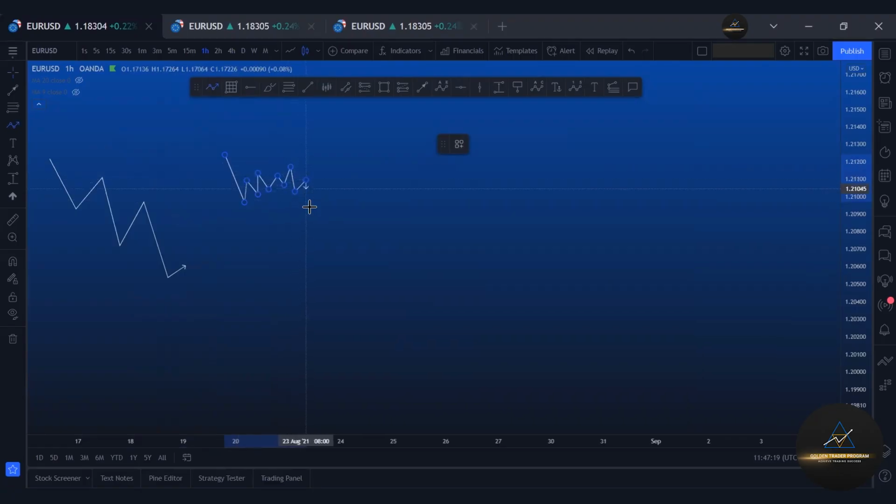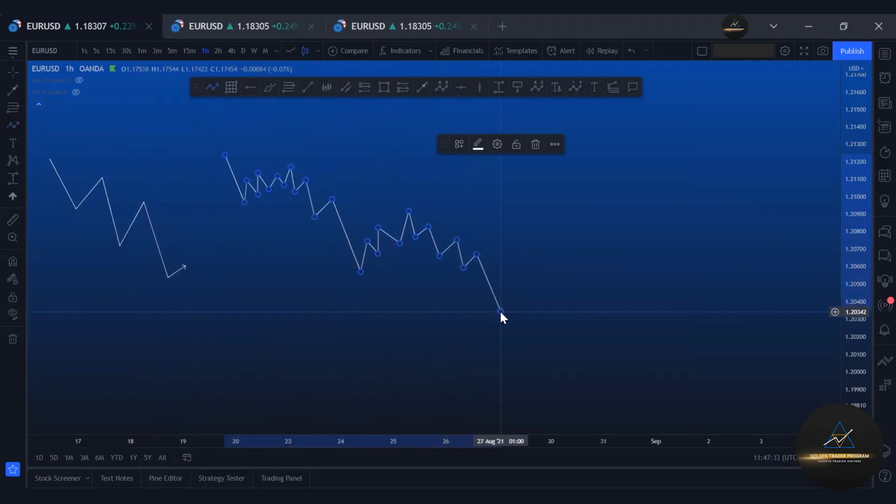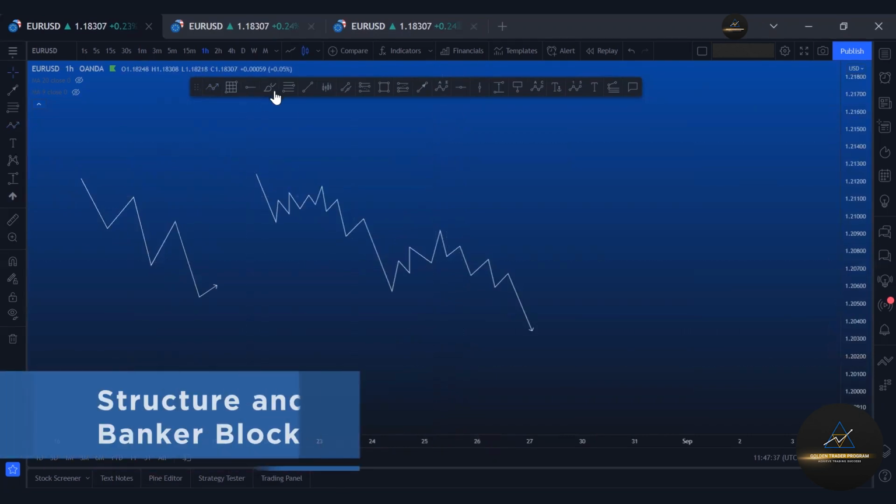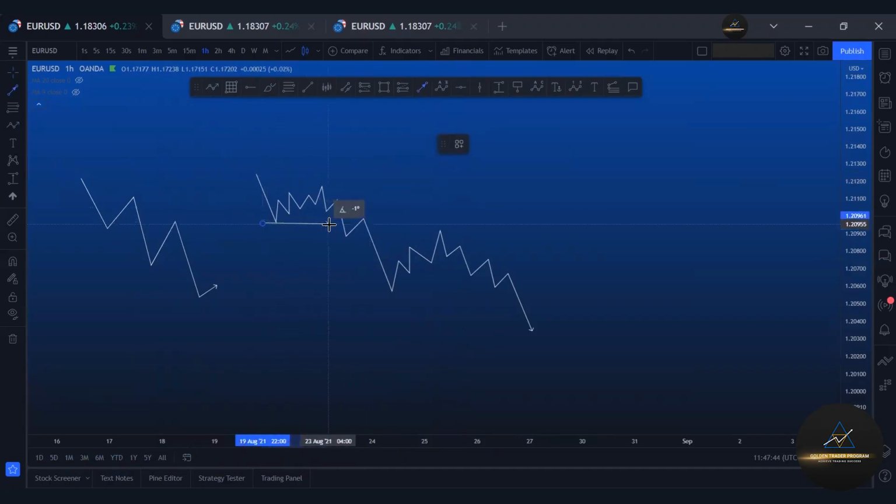Then it drops again. It's probably a pullback. Drops again. And it drops again. So let's actually identify the levels of the banker block. So for example, if we follow structure around, this is our current low, as you can see, right? And what was the move that actually took out structure?